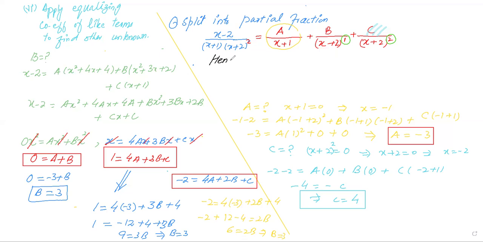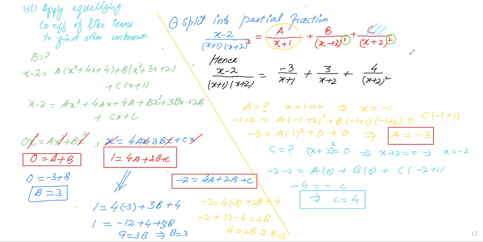Hence, after putting the values of this one, you will get one fraction is given x minus 2 over x plus 1 into x plus 2 is equal to the value of a is given. What's the value of a according to our information? Minus 3 over x plus 1. What's the value of b, already calculated, that is 3 over x plus 2. What's the value of c? That is 4 over x plus 2 whole square. So I have split down the one fraction into two or more fractions. That is called the partial fraction.